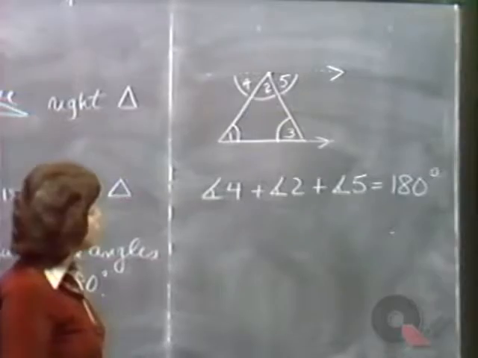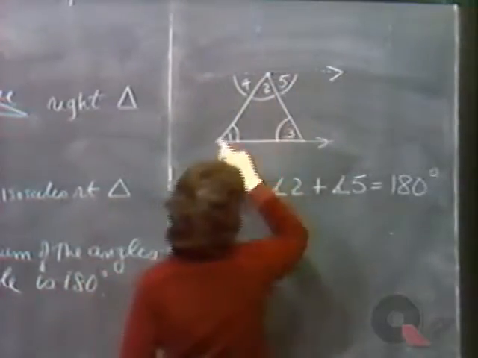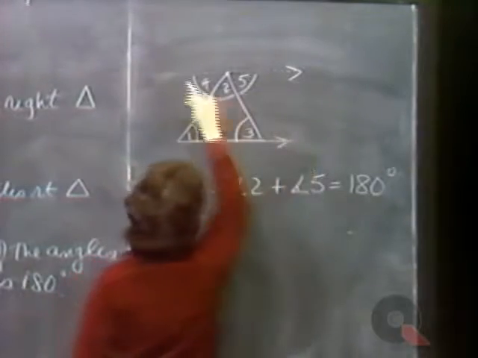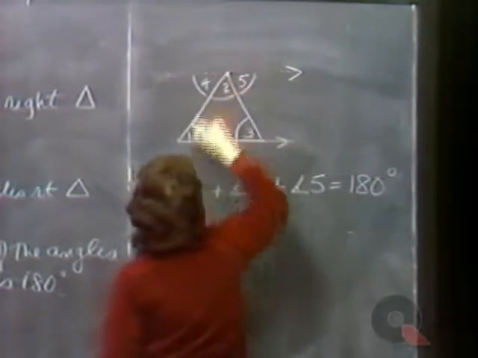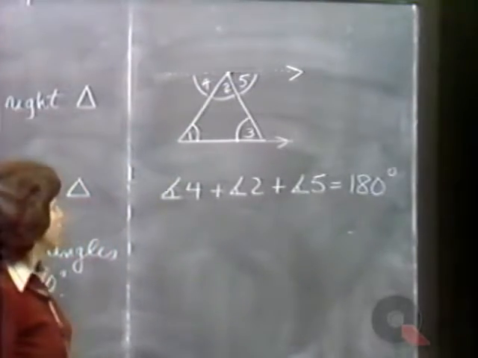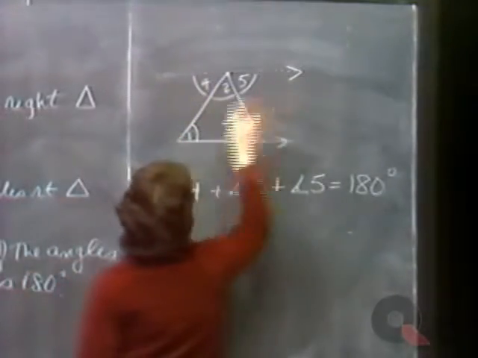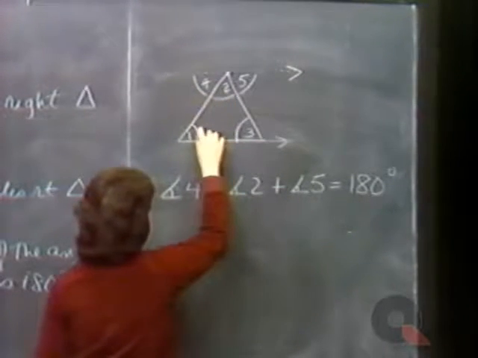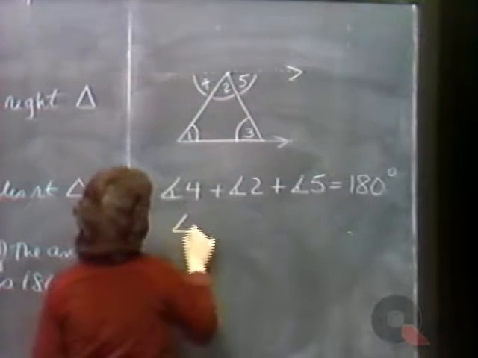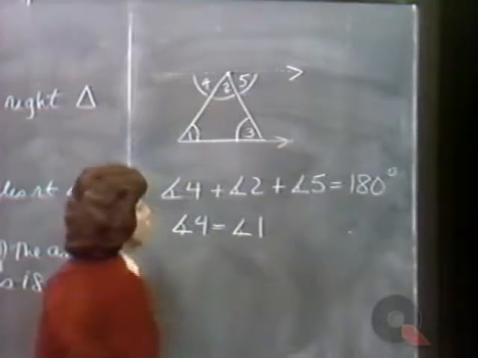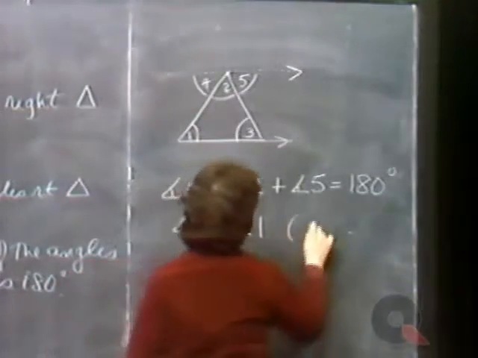Okay, now we also have parallel lines in here. We have the dotted line and the base here. These are parallel. And think of this line here as being a transversal. So, two parallel lines cut by a transversal. The alternate interior angles are equal, which means that angle 4 equals angle 1. These are alternate interior angles.